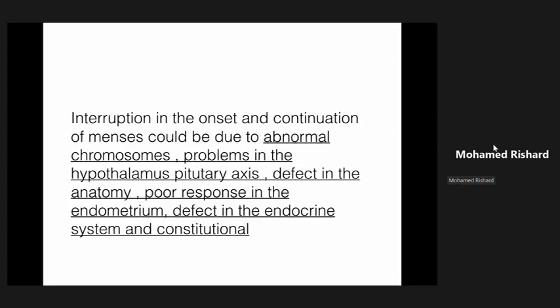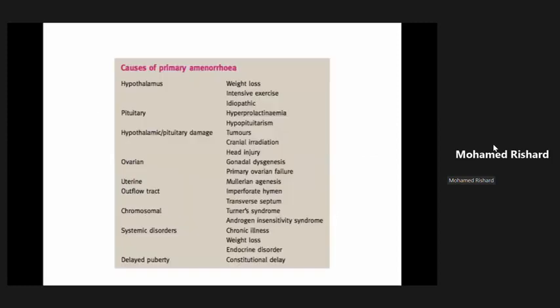Okay, so there are features. The reasons for interruption of the onset and the continuation could be due to, as I said before, a chromosomal problem, a problem in the hypothalamo-pituitary-ovarian axis, a defect in the anatomy, poor response in the endometrium, or a defect in the endocrine system. Okay, sometimes it can be constitutional. A lot of girls, parents bring the girls to us, and most of them are constitutional.